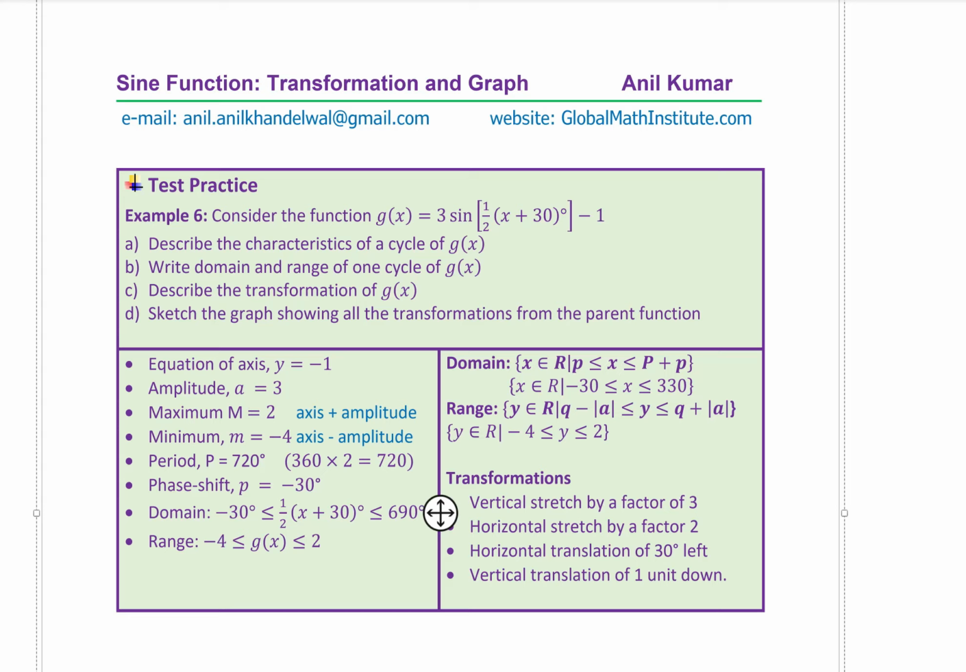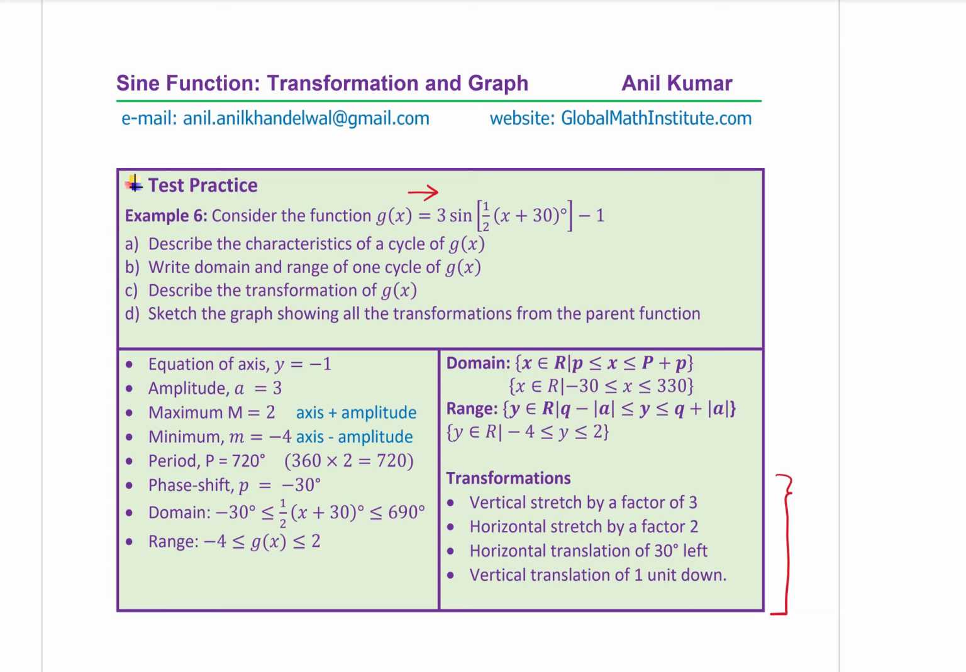So as far as the transformations are concerned, we could describe transformations right from left to right, correct? Move in this direction. So I'll begin with transformations, which I have mentioned here. First we have a vertical stretch by a factor of 3, and then we have a horizontal stretch by a factor of 2, a horizontal translation 30 degrees to the left, and a vertical translation of 1 unit down. Perfect.